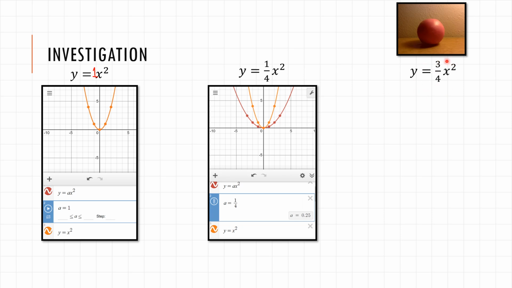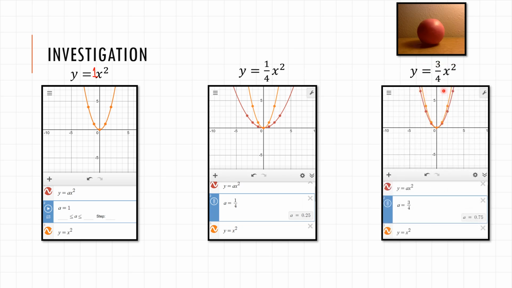Taking a look at when a is 3 over 4, we see something similar, but not as much, right? So when it was 1 over 4, it was really close to the ground. But when it was 3 over 4, the dots didn't move down by too much. And that makes sense because 0.75 is not as small as 0.25, but both of them are smaller than 1.